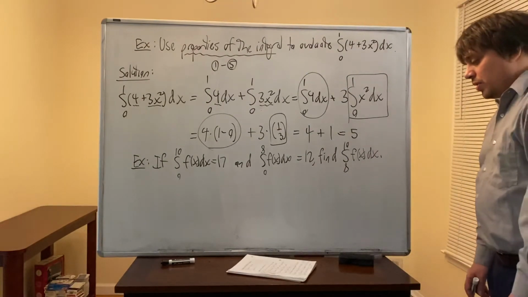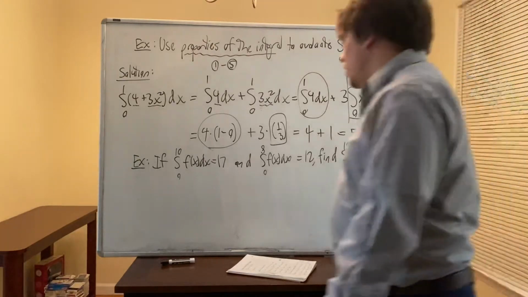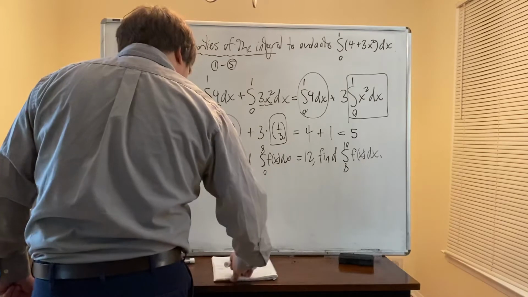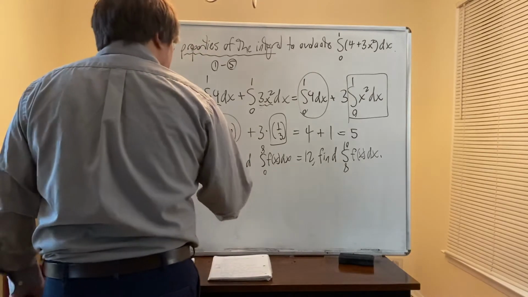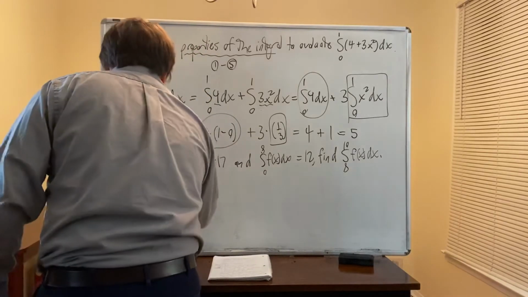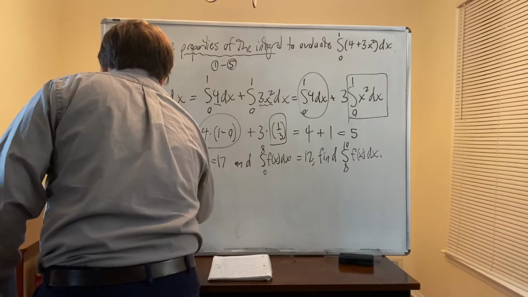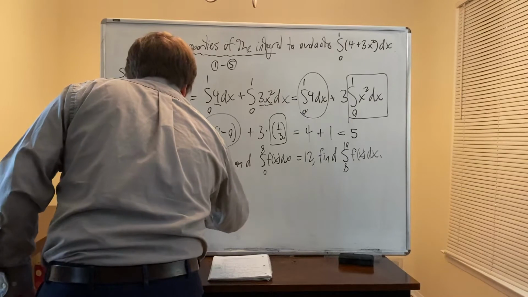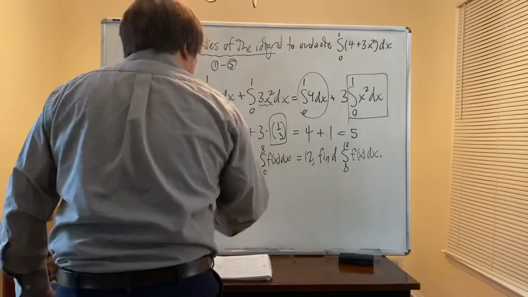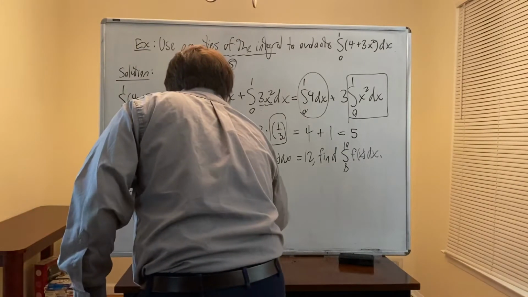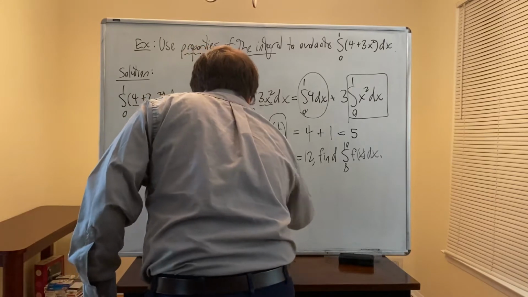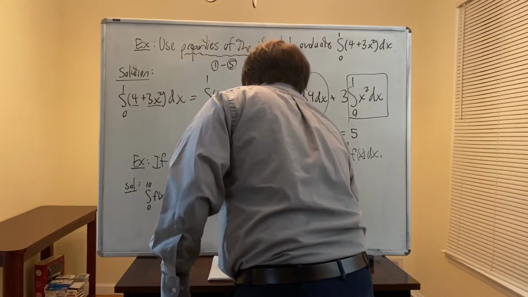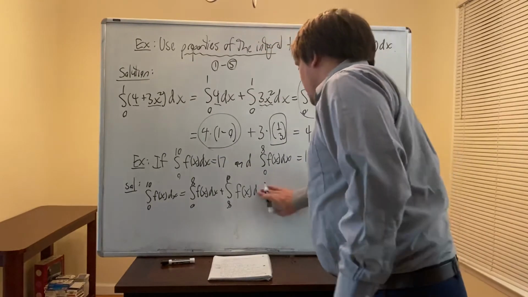Okay, so let's use one of the properties of definite integrals, specifically property 5. By property 5, we can say the definite integral from 0 to 10 of f of x dx is equal to the definite integral from 0 to 8 of f of x dx plus the definite integral from 8 to 10 of f of x dx. That's by property 5.